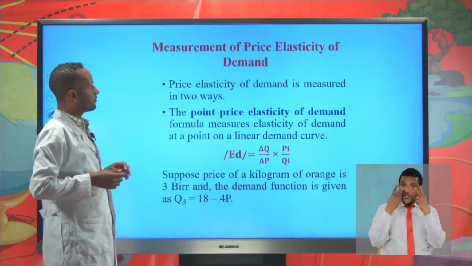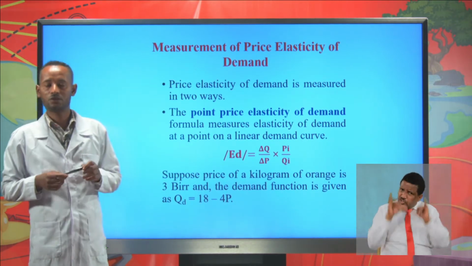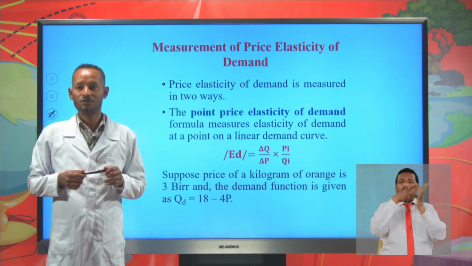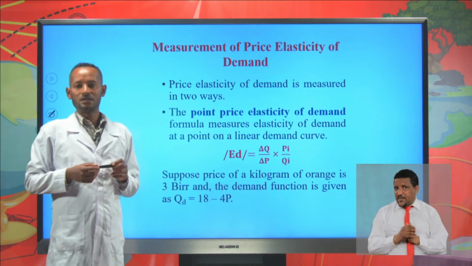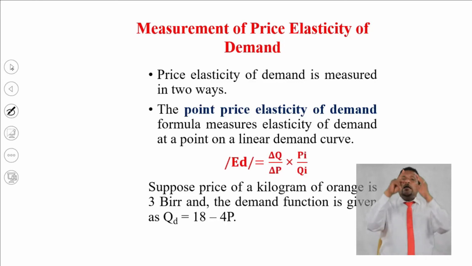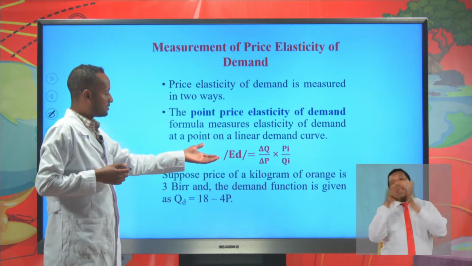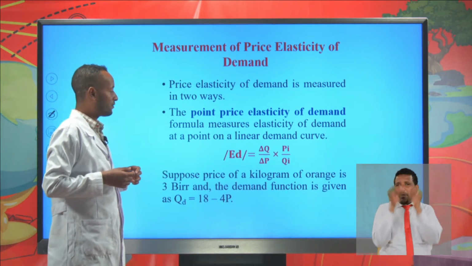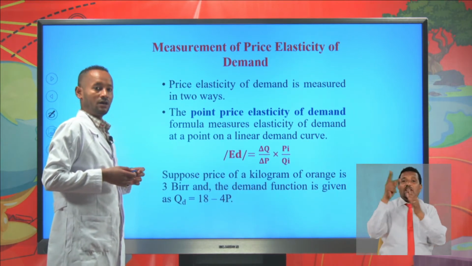Now let's see the measurement of the price elasticity of demand. Price elasticity of demand is measured in two ways, called the point price elasticity of demand and the arc price elasticity of demand. Now let's see the point price elasticity of demand. The point price elasticity of demand formula measures elasticity of demand at a point on a linear demand curve, and it is mathematically calculated by dividing the change in Q for the change in P, multiplied by the initial price divided by the initial quantity.